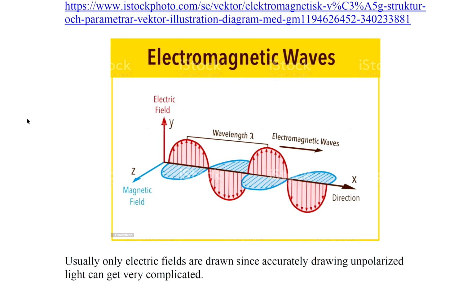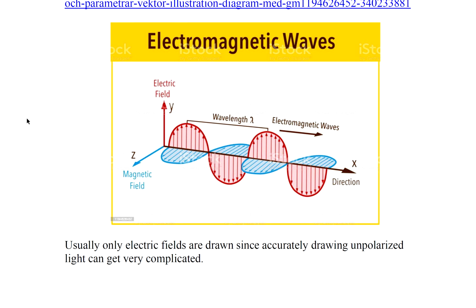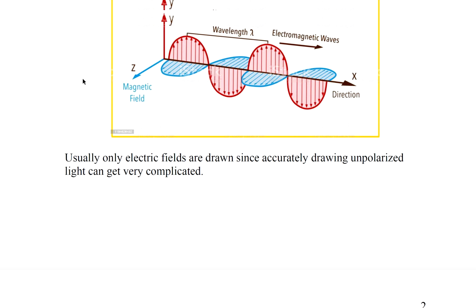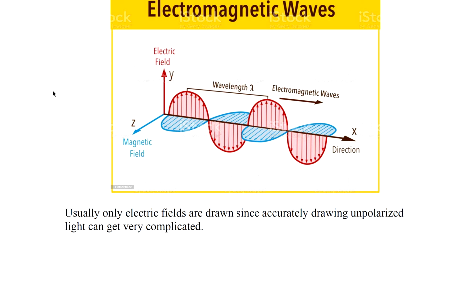So, usually only electric fields are drawn, since accurately drawing unpolarized light can get very complicated. So unpolarized light looks something like this when you draw it, because this is a lot less realistic to draw on a test.